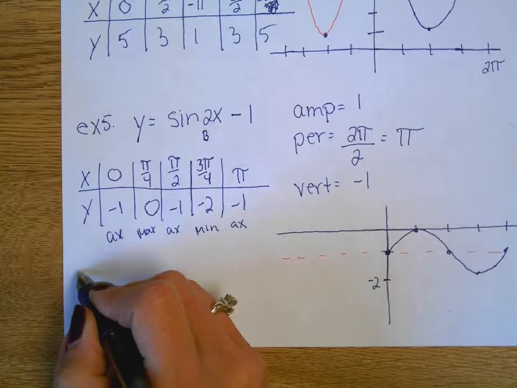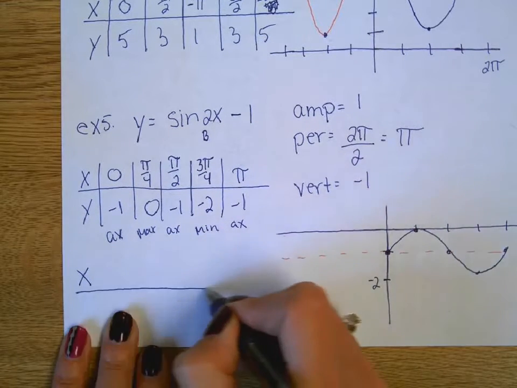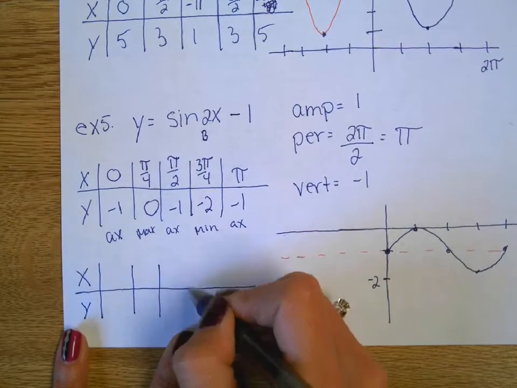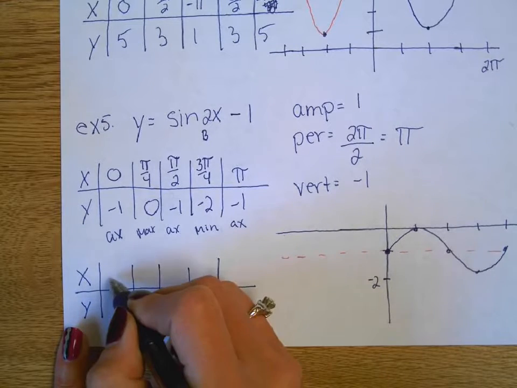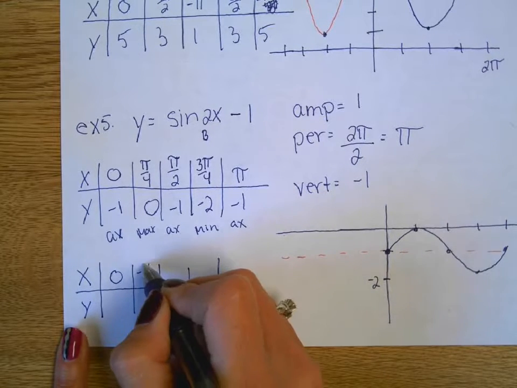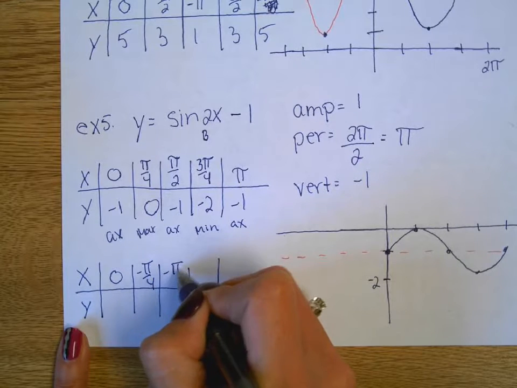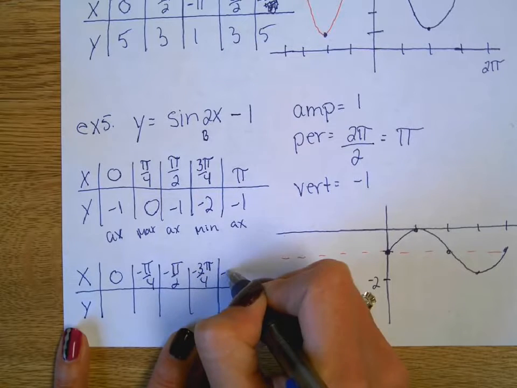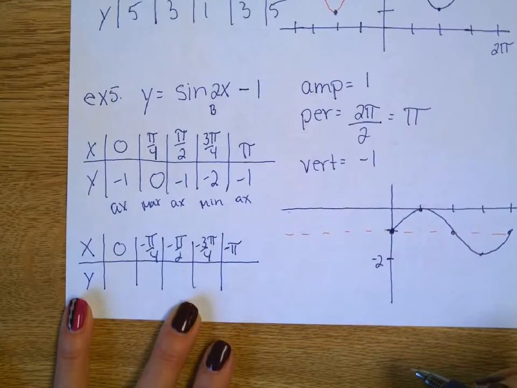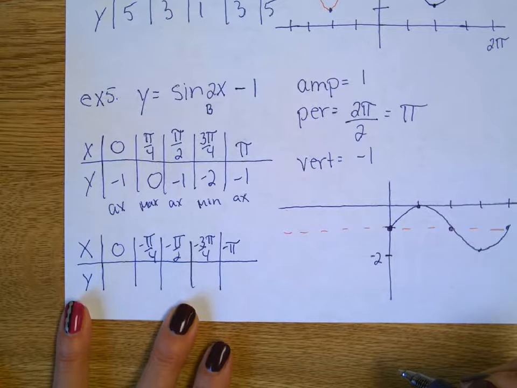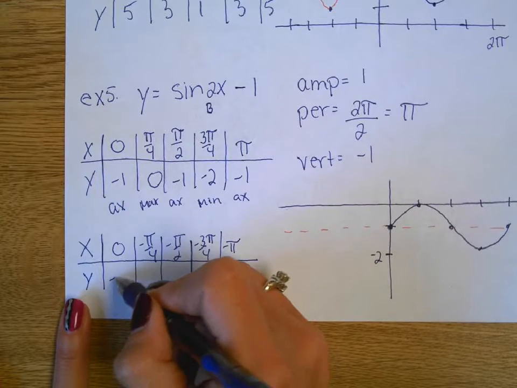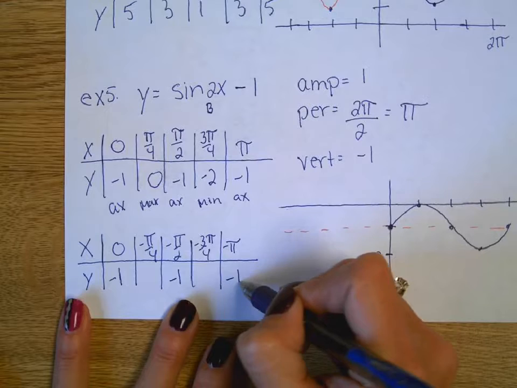Okay, second table on sine. So we know the x's are all just the opposites, easy peasy. I'm going to challenge you on the fractions next example. Okay, axis values never change, so I've got -1 to start, -1 in the middle, -1 to finish.